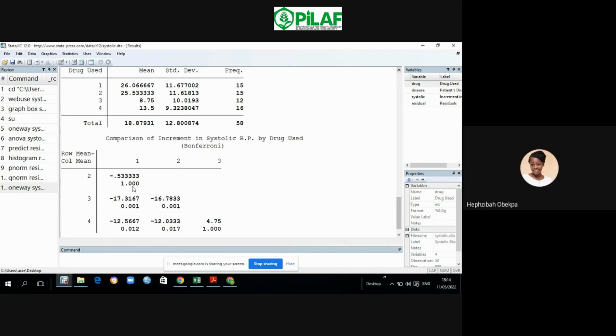Hello, I have an observation to make. For drug 3, where we have minus 17.31, I was thinking the comparison was between drug 3 and 1, not 3 and 2. We first of all treated 3 and 1 before we moved to 3 and 2. Okay. Okay, so let's now move on.